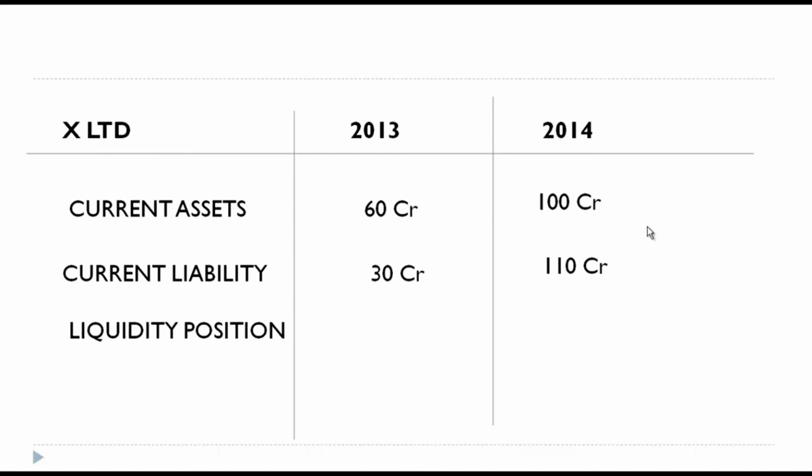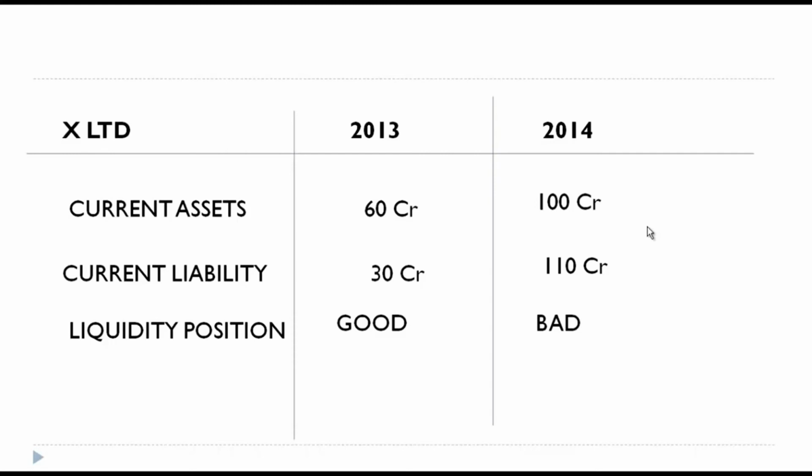In 2013, the liquidity position of the company was so good because they had to pay only 30 crore and they had 60 crore at their disposal. But in 2014 that is not the case. They have to pay 110 crore. They are having only 100 crore. They are already short of 10 crore. So now you are getting a message on liquidity position for 2014 which is in a very bad shape.